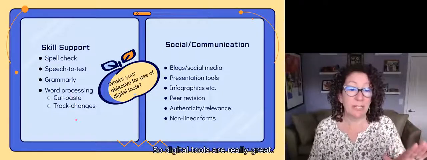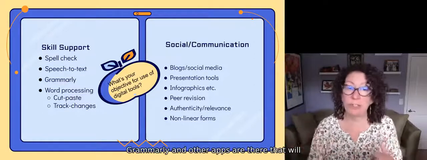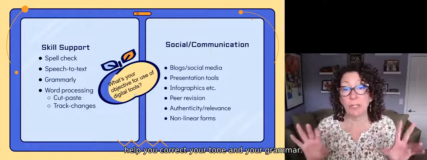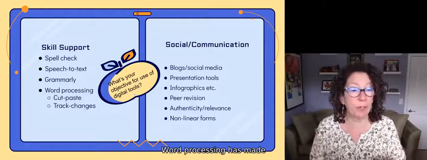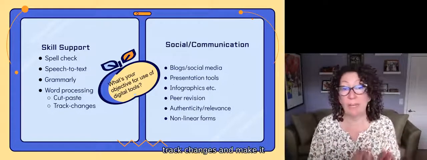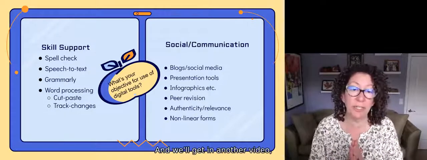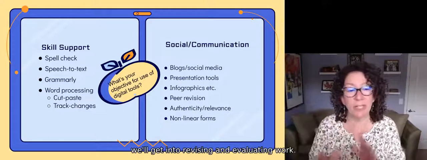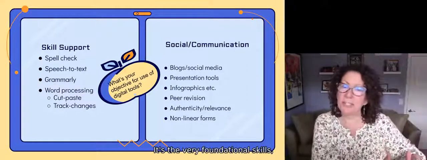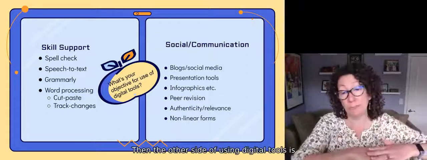And for me, they break out into two sides. One side is this idea about skill support. So digital tools are really great for spell check. You can use speech to text, Grammarly, and other apps are there that will help you correct your tone and your grammar. Word processing has made a huge difference in being able to cut and paste and track changes and make it feel less daunting to change what you've written. And we'll get into revising and evaluating work in another video. So that's one side of digital literacy. It's the very foundational skills, the skills-based support.